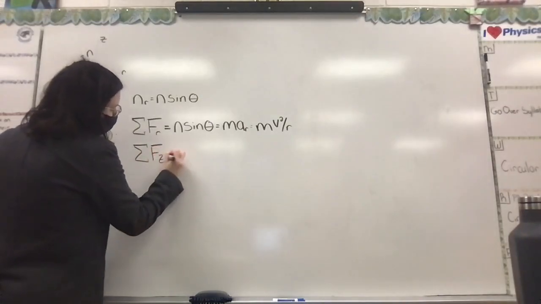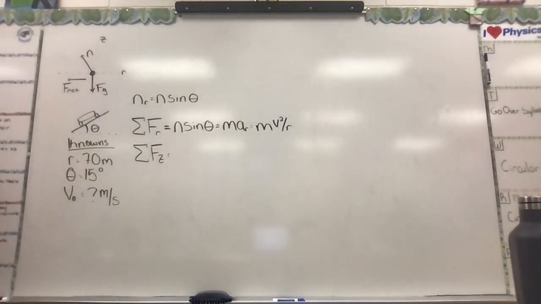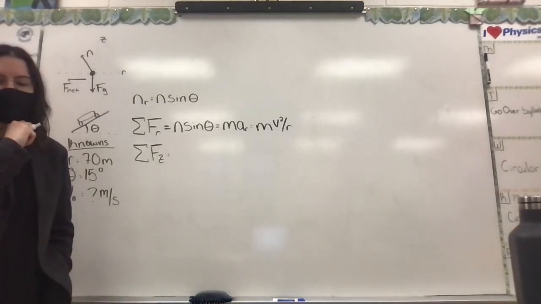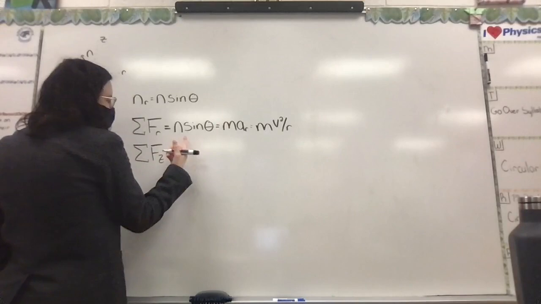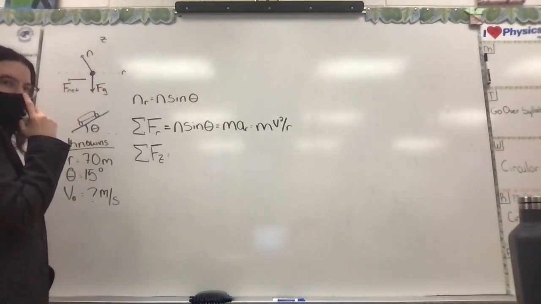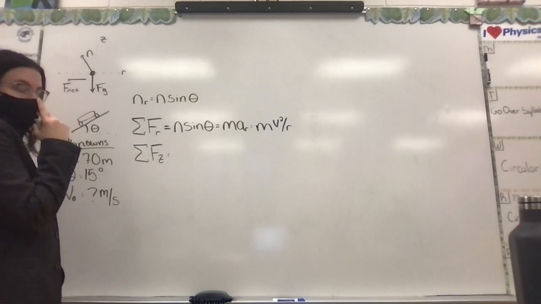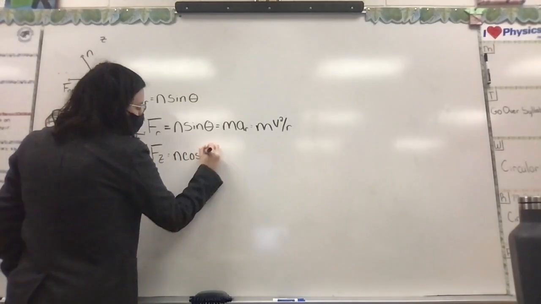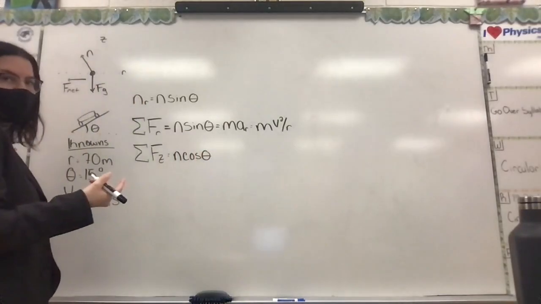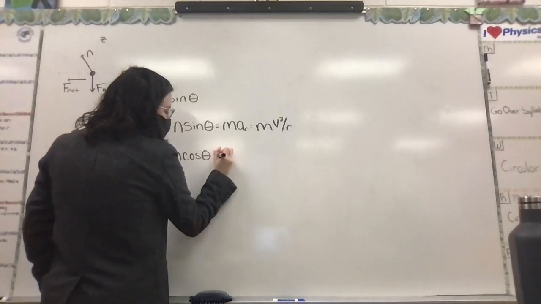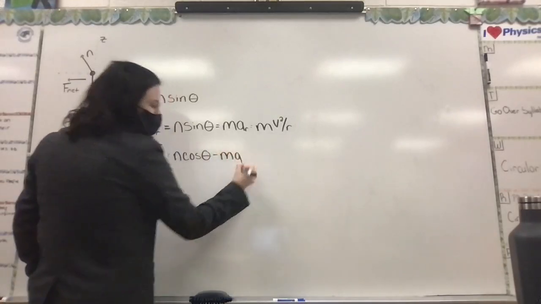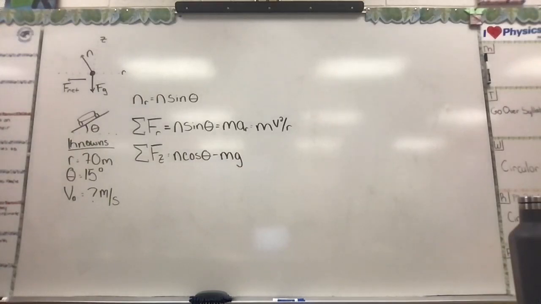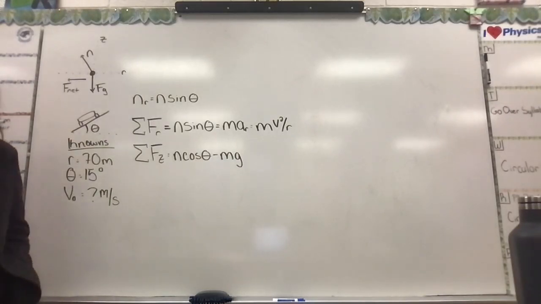So when we're summing in the Z plane, what forces do we have in the Z plane? Gravity and normal. Yeah, we've got gravity and normal, okay? Well, what is our normal though? How do we represent it? Are you sure it's in sine theta? Because in sine theta gives our R. Yeah, it's going to be in cosine theta. And then we've got the force of gravity, right? So I'm just going to go ahead and represent that as minus mg, okay? Because we know it's in the negative direction, right? And we know that it's equivalent to mass times gravity, or that acceleration due to gravity.